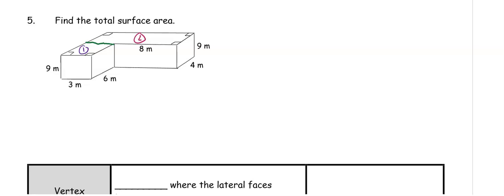If we look at shape 1, we have two faces that are going to be 3 by 6 because the top and the bottom are going to have dimensions that are 3 by 6. So 2 times 3 times 6, plus we also have two shapes on the left and right that have a size of 9 times 6. Plus we have one face that we're looking directly at that is 9 by 3.